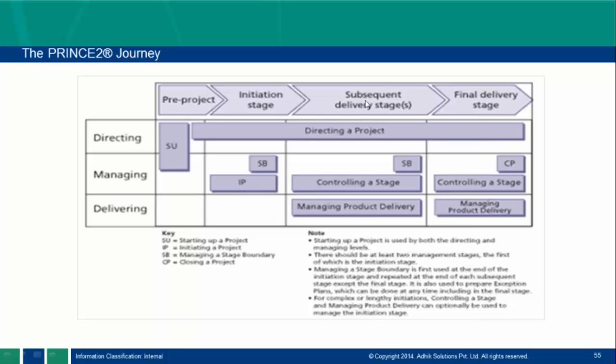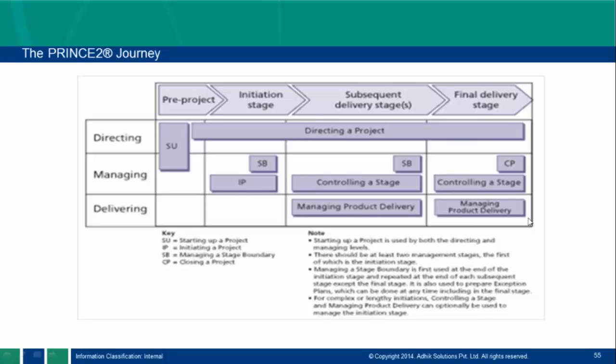So if you have a 100 rupees budget, within 100 rupees you need to deliver that. If the budget is going up, you need to control that. That is my controlling a stage process. So every subsequent stage we need to control, and the final delivery also we need to control. Then managing product delivery. So we are controlling and managing the stages and the final delivery.